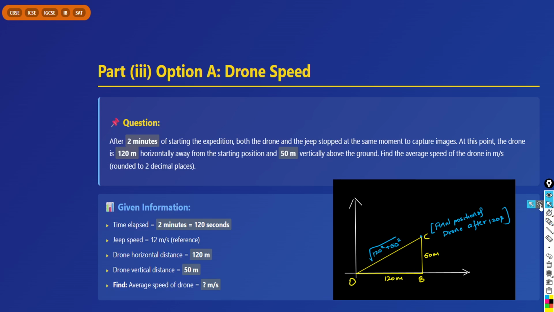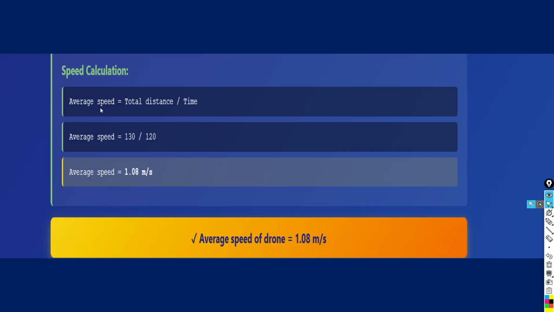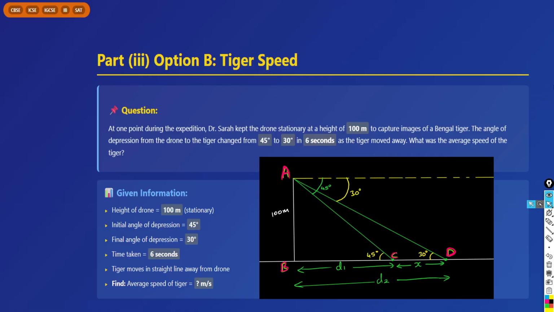Let me show the same calculation in the next slide. So the distance would be root of 120 square plus 50 square. That would be 14,400 plus 2,500, root of 6,900. That is 130 meter. And average speed is distance by time, 130 by 120, 1.08 meter per second. That's the average speed of the drone. I hope you have understood this. Let's go for the next one.